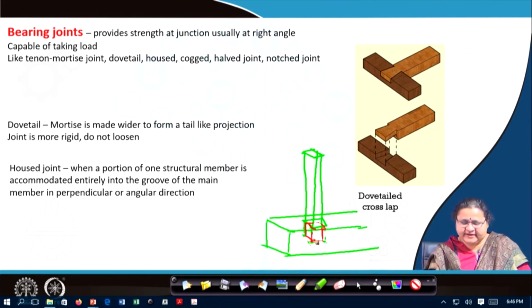So, what has eventually happened? This member is not having any weakened point. So, in that case, this member has to be sufficiently deep and wide. So, this is called housed joint.